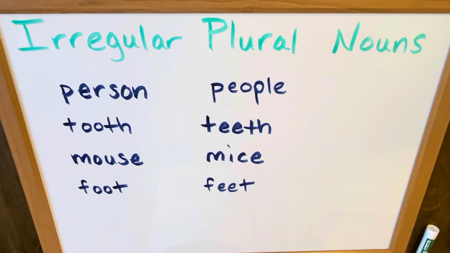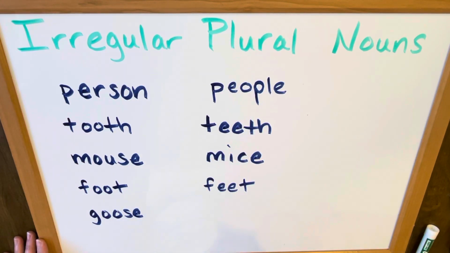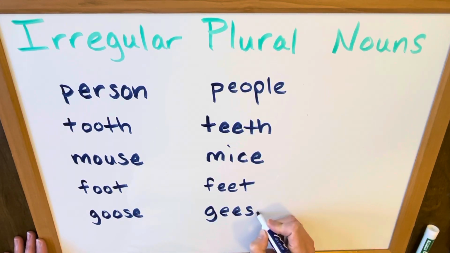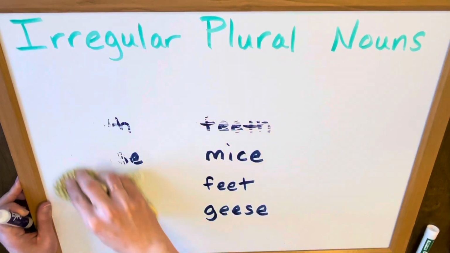Another one would be goose. If I go to the pond and I see a goose, but if I see more than one, if I see a family of them, I see a family of, not gooses, right? We don't say gooses, we say geese. Geese. I see a family of geese at the pond, okay? So now you see that some of these become irregular because we don't just add an S. We change the whole word when it becomes plural, okay?